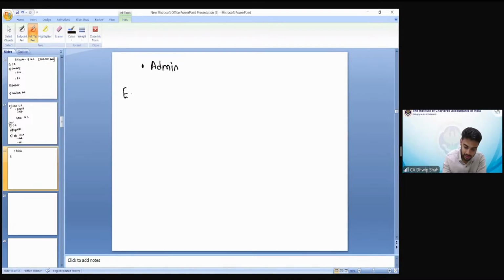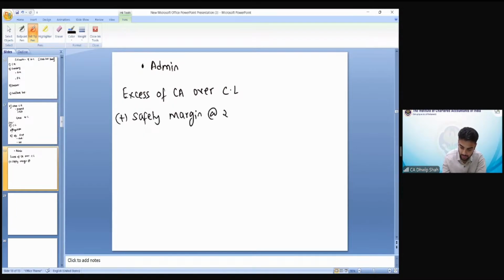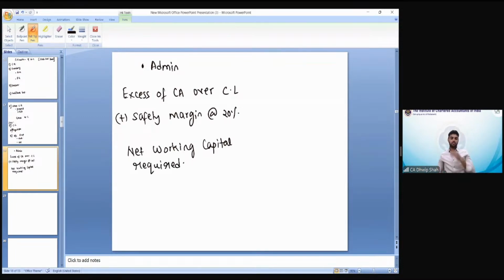Correct? So the resultant figure would be called as excess of current assets over current liabilities. Since we have safety margin in this question, we will add that. And the resultant amount is called as net working capital required. Okay, format is ready.